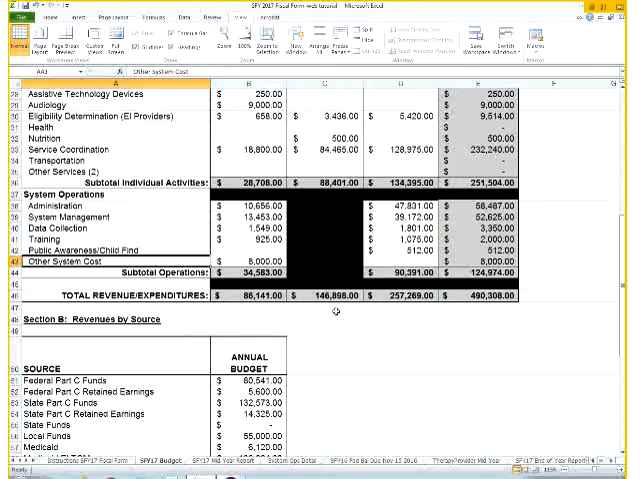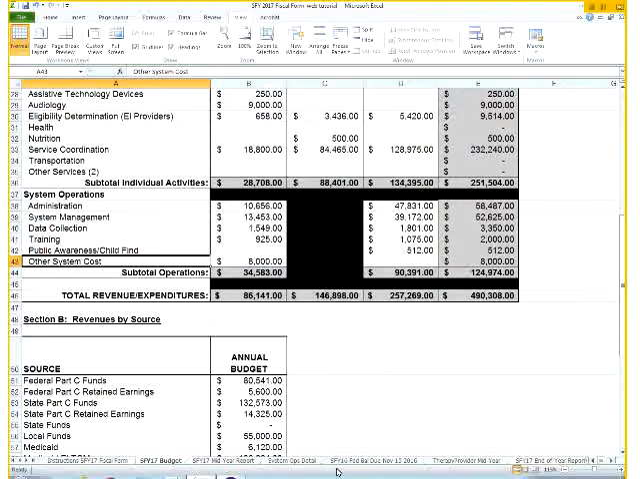And finally, we come to other system costs. This includes other costs that are not delineated above. An example of another cost that would go in this category would be a cost associated with interpretation and translation. The amount you put in systems operations, other system costs, must be itemized under your systems op detail.